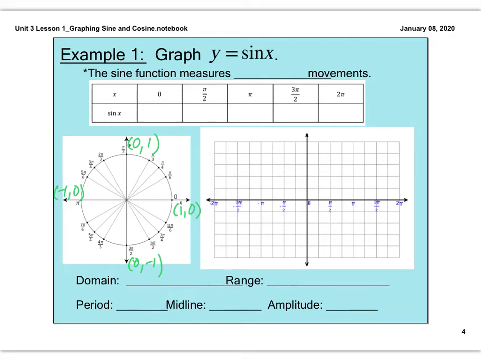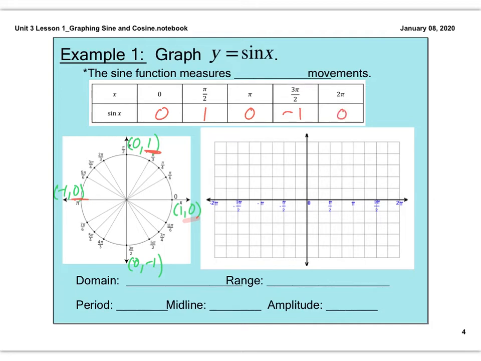Remember, sine is your y value. So if we fill in the sine values, we're looking at what's the y value at 0? Well, the y value at 0 is 0. The y value at pi over 2 is 1. The y value at pi, or the sine value, is 0. At 3 pi over 2, the sine value is negative 1. And at 2 pi, we're back to 0.